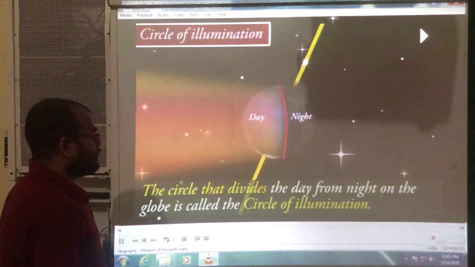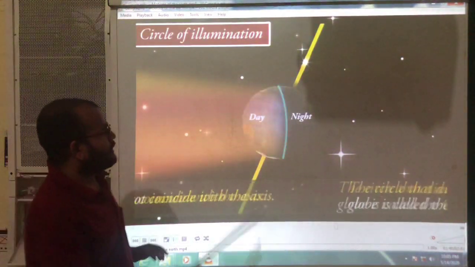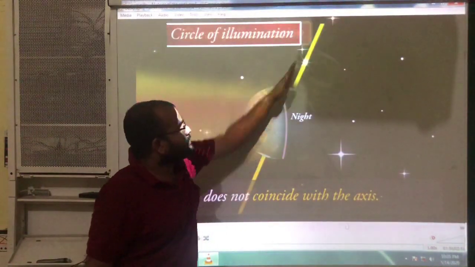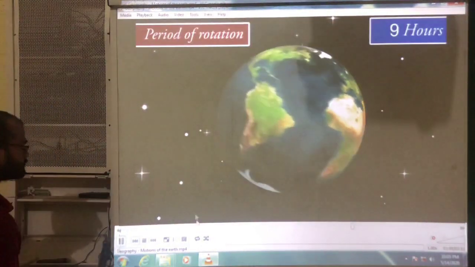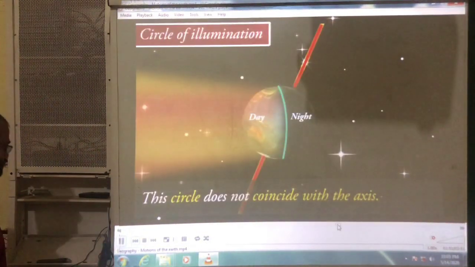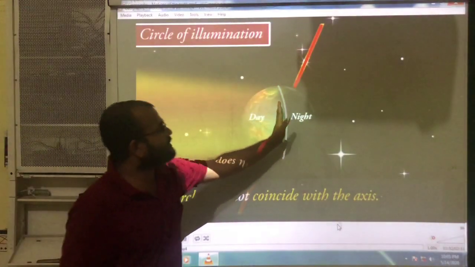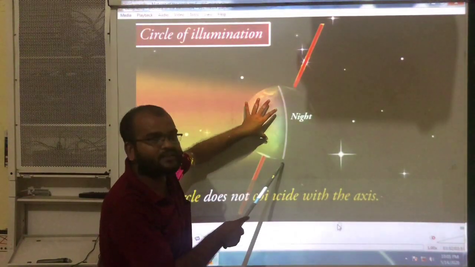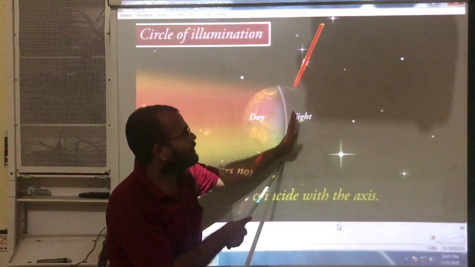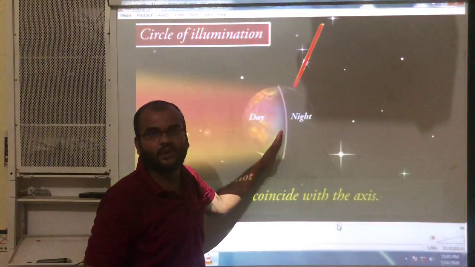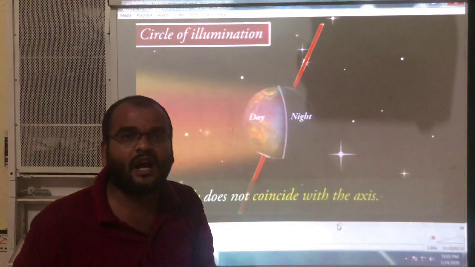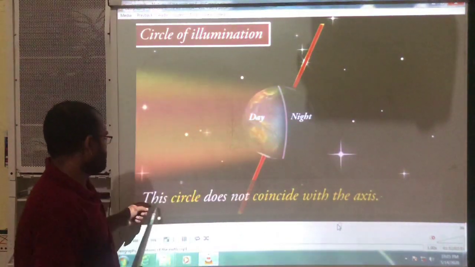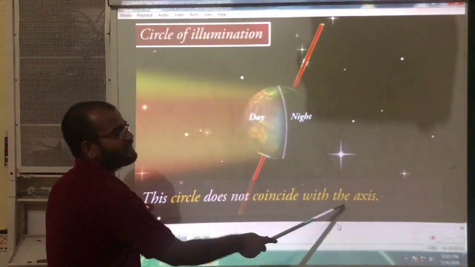And one more important point is, this circle of illumination will not match with the axis. Observe these two. This is the circle of illumination, because daytime and night time are separated by the circle, and this is the axis. Are these two coinciding? No. They will not match. This circle does not coincide with the axis.